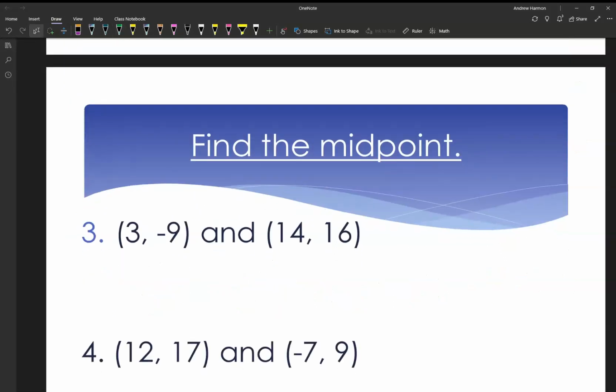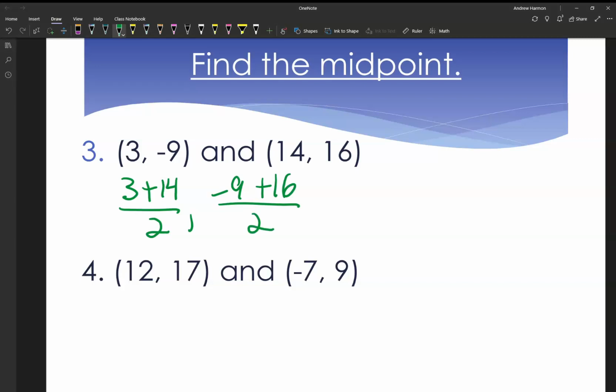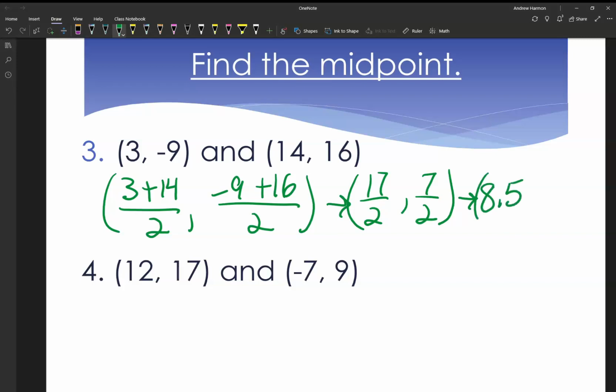Let's get some practice finding midpoints. A couple more here, just real quick. We're going to do 3 plus 14 divided by 2, and -9 plus 16 divided by 2. We simplify those. 3 plus 14 is 17 over 2. -9 plus 16 is 7 over 2. Simplify that one step further. 17 divided by 2 gives us 8.5, and 7 divided by 2 gives 3.5.